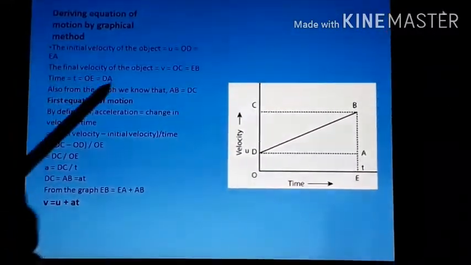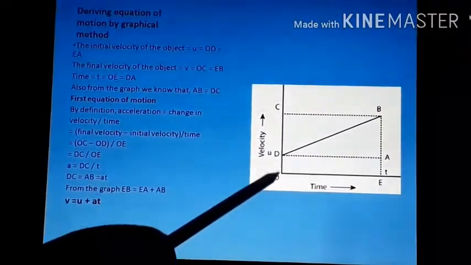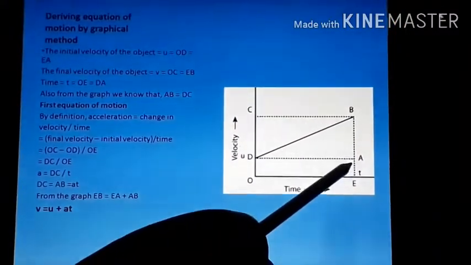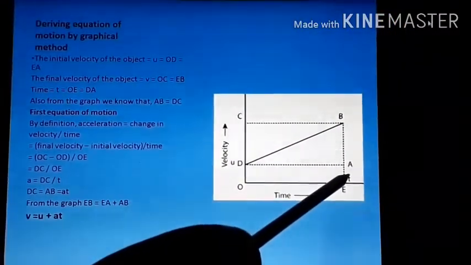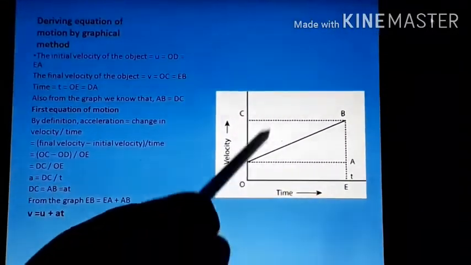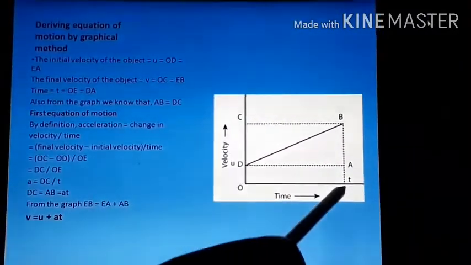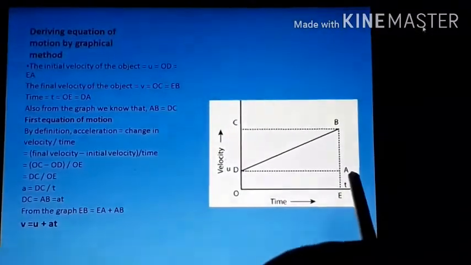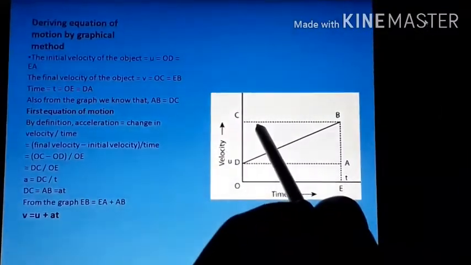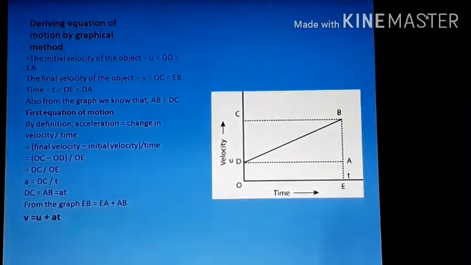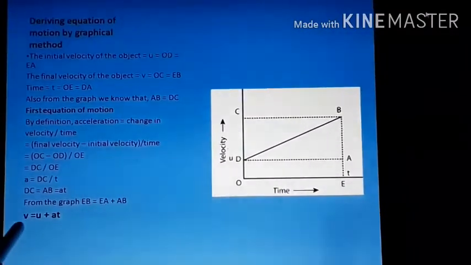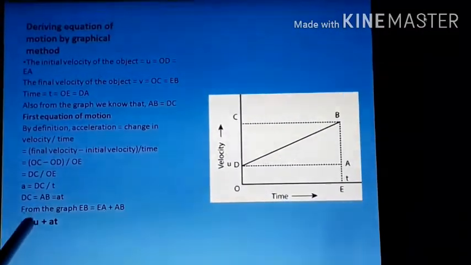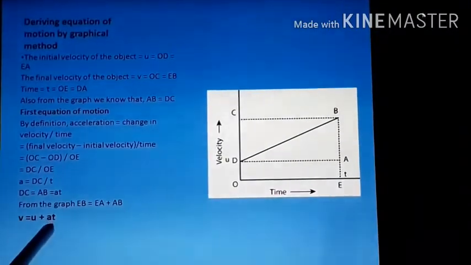Now, the initial velocity of the object is u, that is OD is equal to u, which is equal to EA. Now the final velocity of the object is v, that is OC is equal to v, which is equal to EB. Also from the graph we know that AB is equal to DC. So now let us derive the first equation of motion, that is v = u + at, which relates the final velocity, initial velocity, acceleration and time taken.